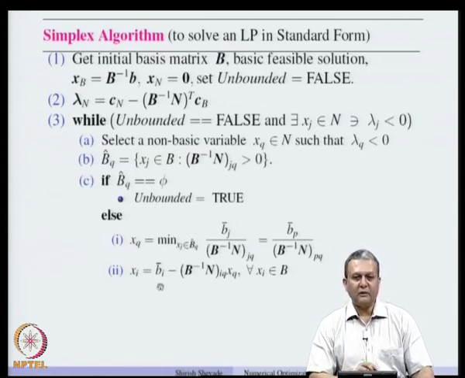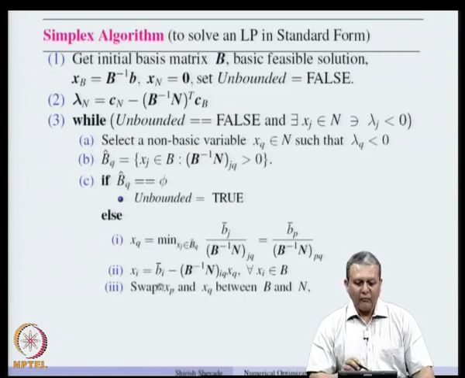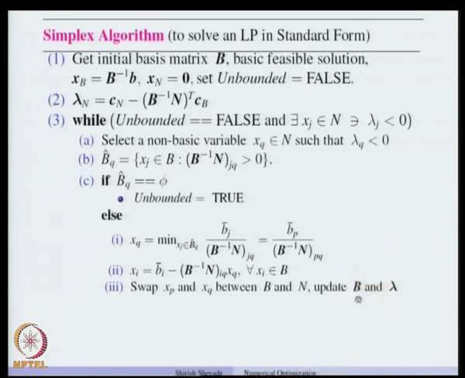So, x_p will be made 0, and then we swap x_p and x_q between the sets B and N and update the matrices B and the vector lambda, so that the relative costs associated with the basic variables are 0, and the matrix in the tableau corresponding to the basic variables is an identity matrix. That is why we need to update our basis matrix, and then this procedure is repeated.